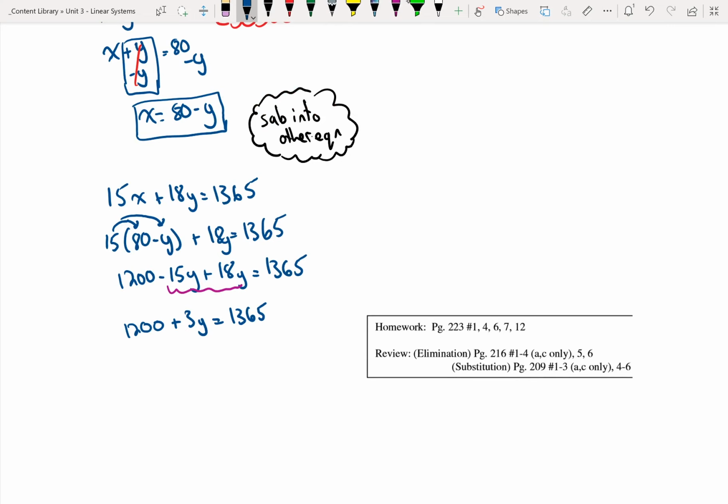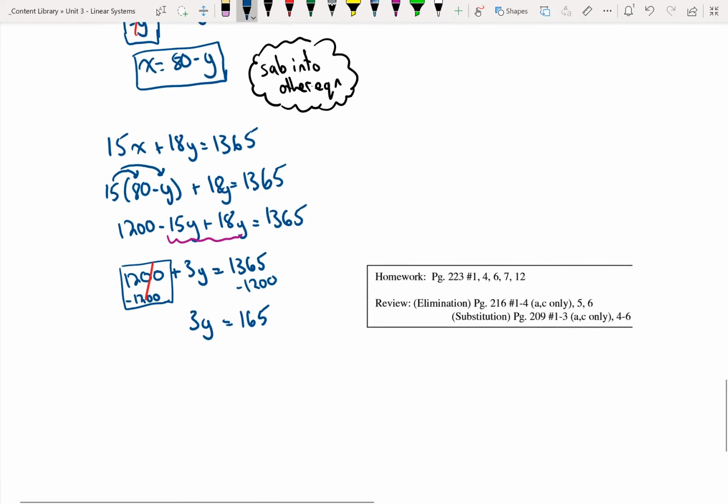If I want to get the y by itself, I need to get rid of this plus 1200 by subtracting 1200. Do it from the other side. One side cancels out, and you're left with 3y equals 165. To solve for y, we divide by 3, divide by 3. One side cancels out. We're left with y equals 55. So we know our y value is 55.